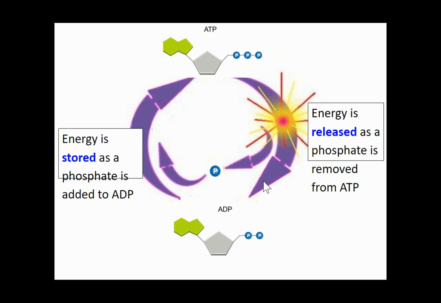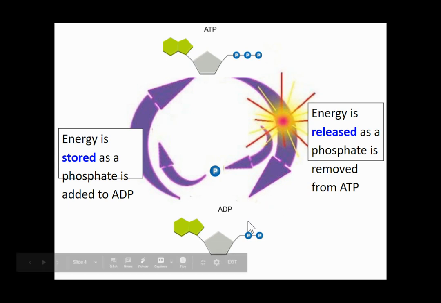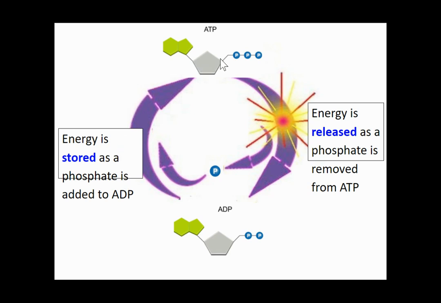When the cell is doing cellular respiration, it has extra energy that it wants to store. That energy is going to get stored by adding the phosphate back onto ADP, and we will store energy within that phosphate, and we will make ATP again. So that's the basic way that cells get energy.